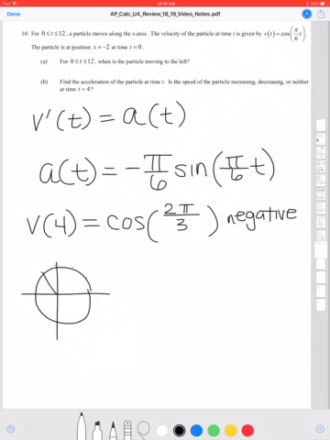So that means if the acceleration is also negative, then the speed is actually increasing. It's just increasing in a backwards motion. So when velocity and acceleration have the same sign, the particle is speeding up. When velocity and acceleration have opposite signs, the particle is slowing down.